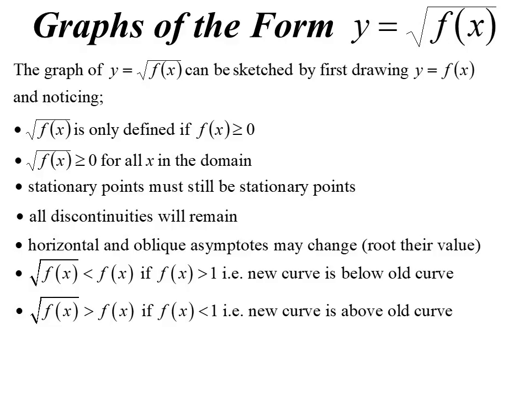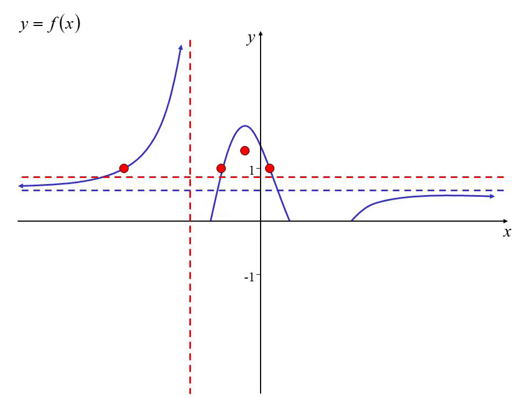Now, when we're drawing the graph, similar to what we saw with square, but now it's going to be the other way around because we're finding the square root. So if the original function is bigger than 1, then the new curve that I'm going to draw is going to be below the old curve. And if that number is less than 1, then the new curve that I draw will be above the old curve. 1 therefore again becomes a key value, because square root of 1 is 1. So we'll plot those ones in.